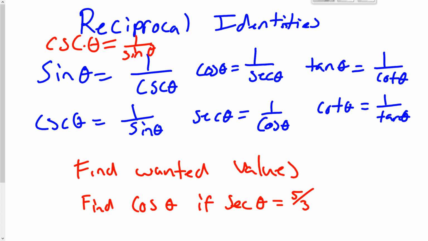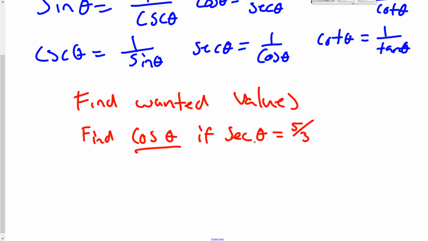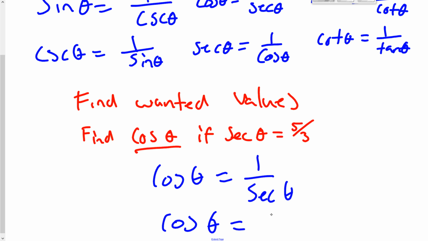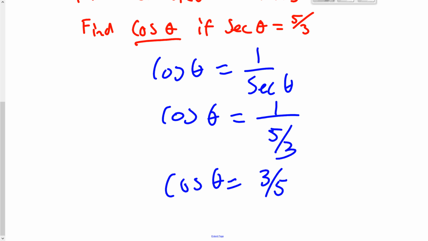Now here's an example. We want to find cosine of theta if secant of theta is 5/3. Well, cosine of theta is the same thing as 1 over secant of theta, right? So if secant of theta is 5/3, now what is 1 divided by 5/3? Well, that's 3/5. All I have to do is just flip the fraction there. Okay, so there's one basic problem there.